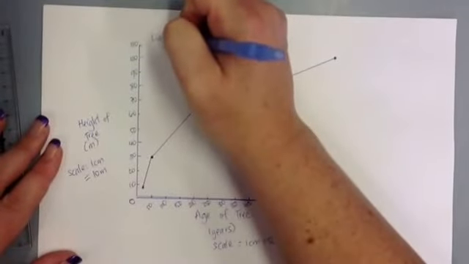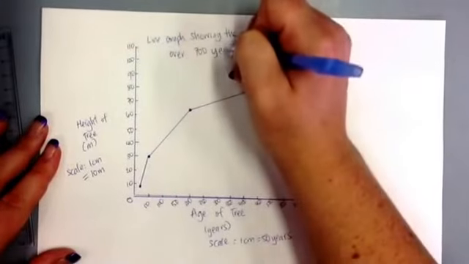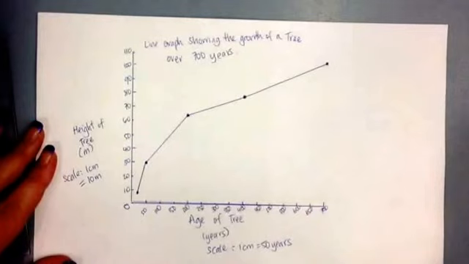The last thing to do is to give the graph a title. Remember, this should always state graph type, data, time, and place if possible.